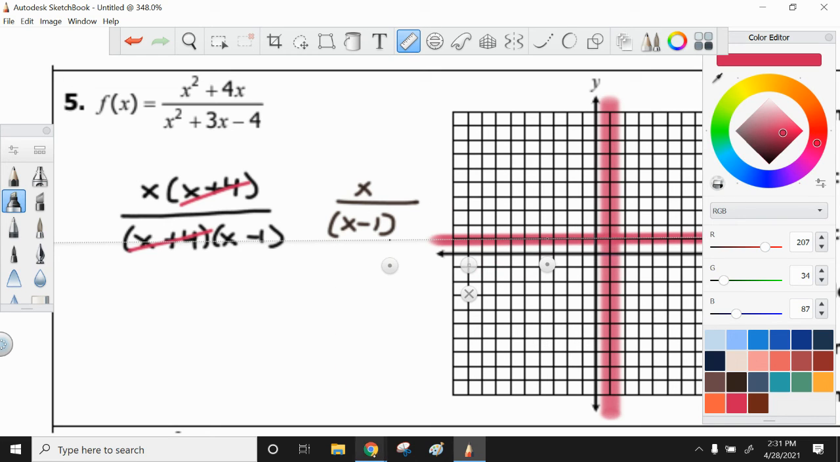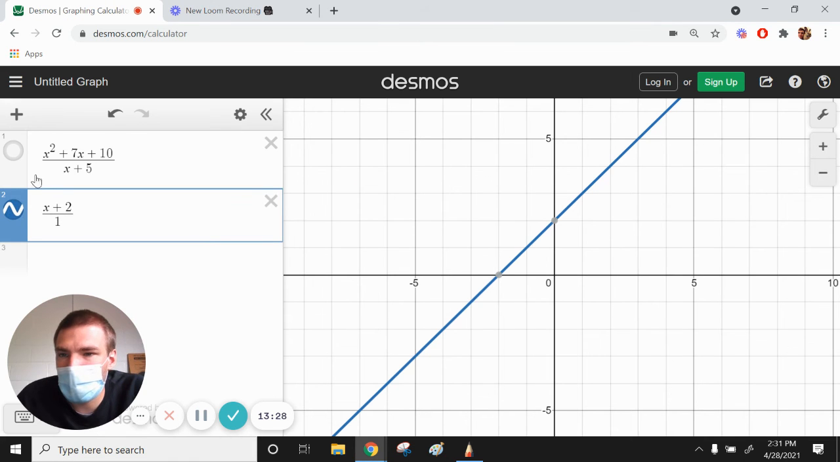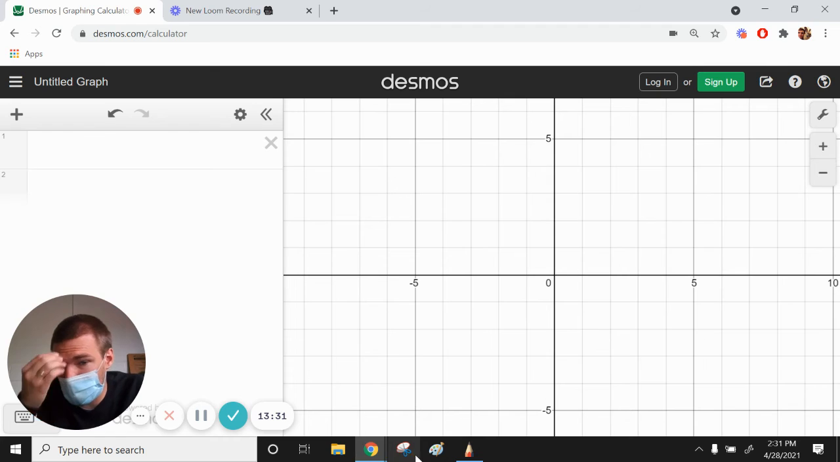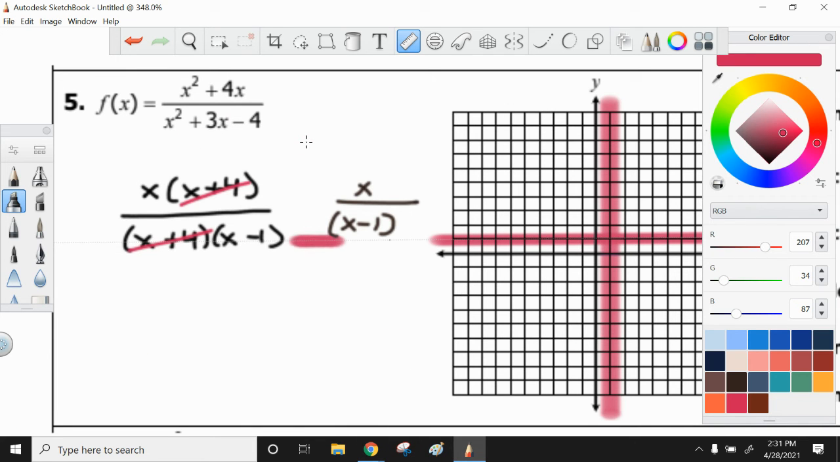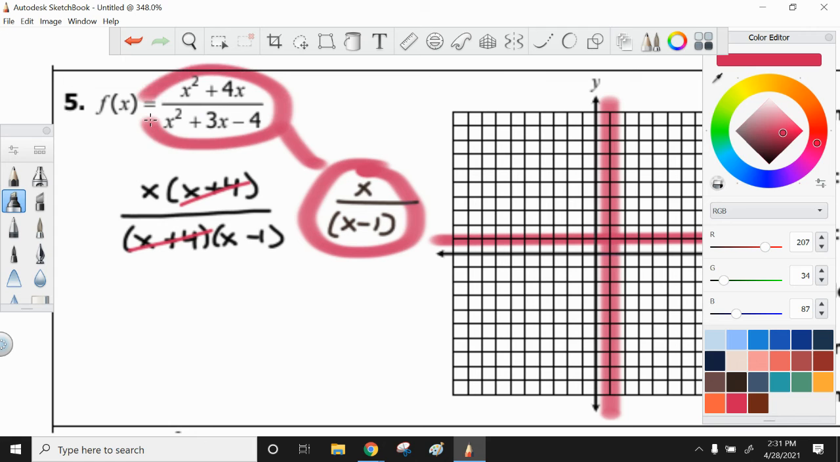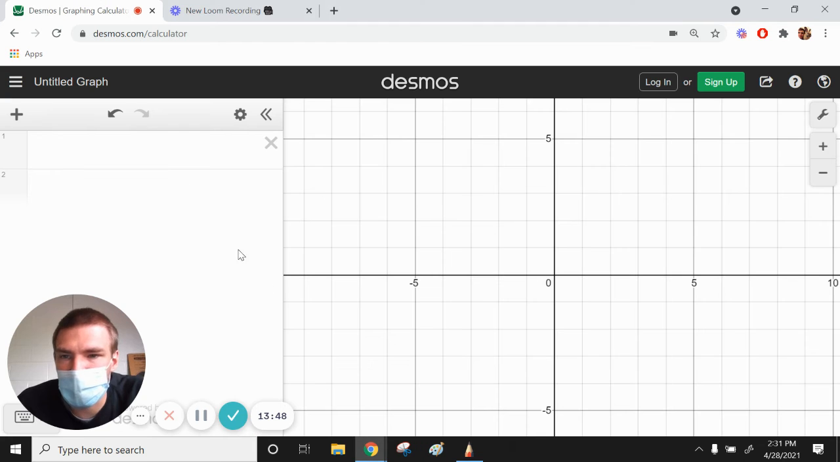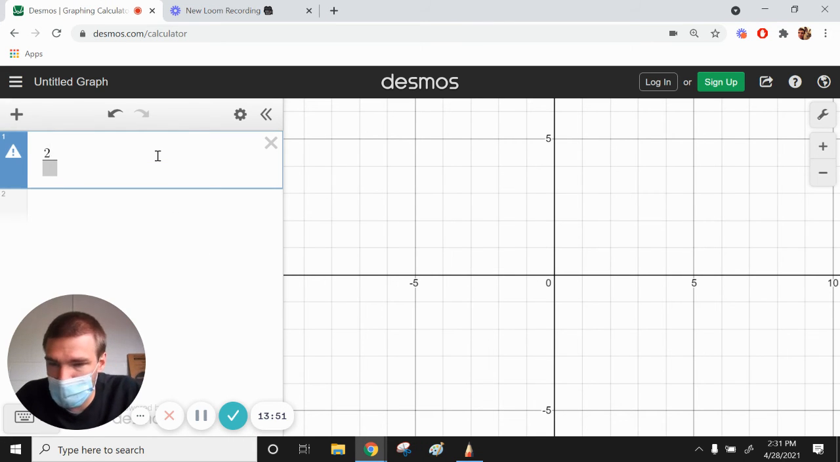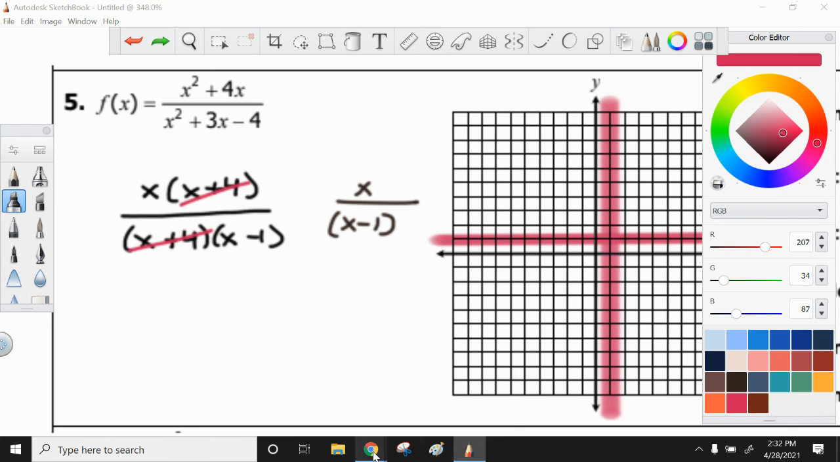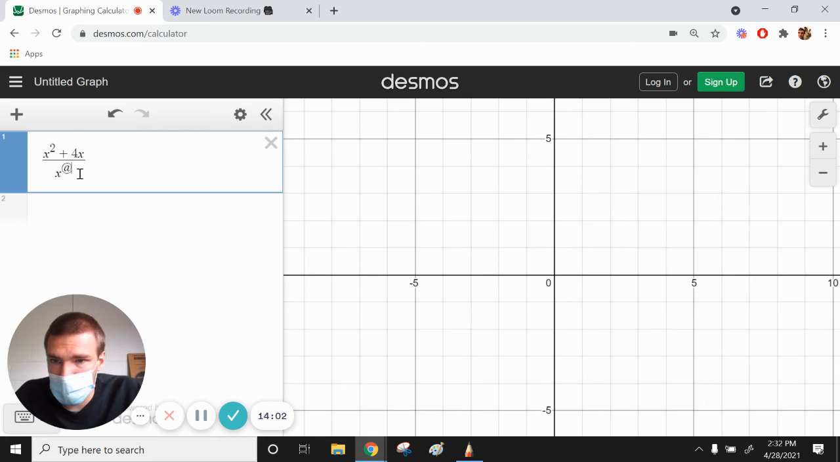And let's go to Desmos and throw it in and see how it looks. Again, I can type in either one of these. They should still look the same. This one, the hole will be removed already. This graph will still have the hole included. So let's just type in the original. X squared plus 4x over, in the denominator, we have x squared plus 3x minus 4.